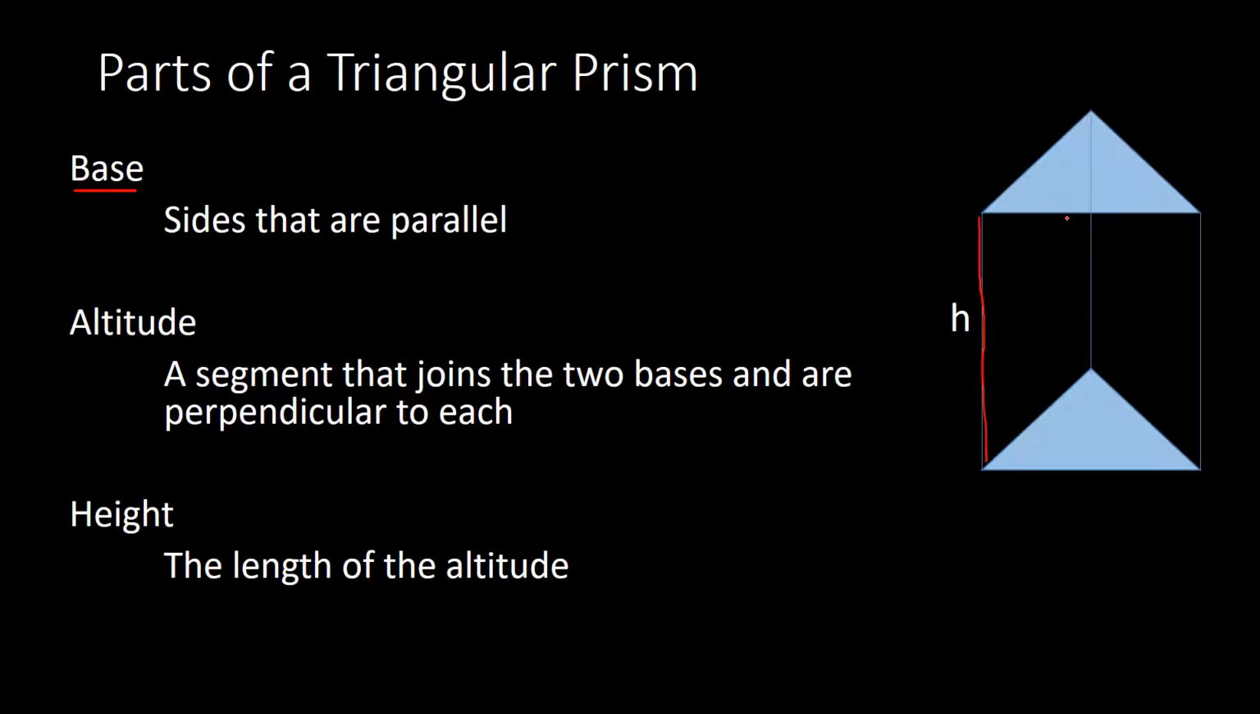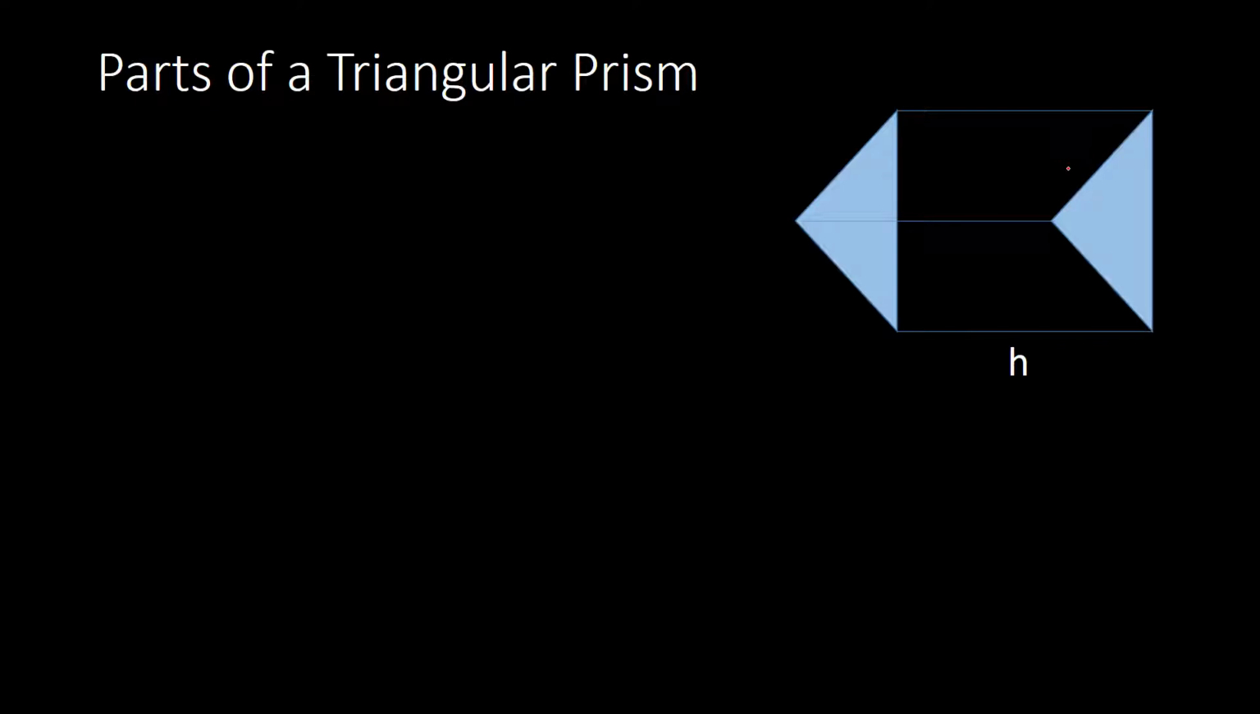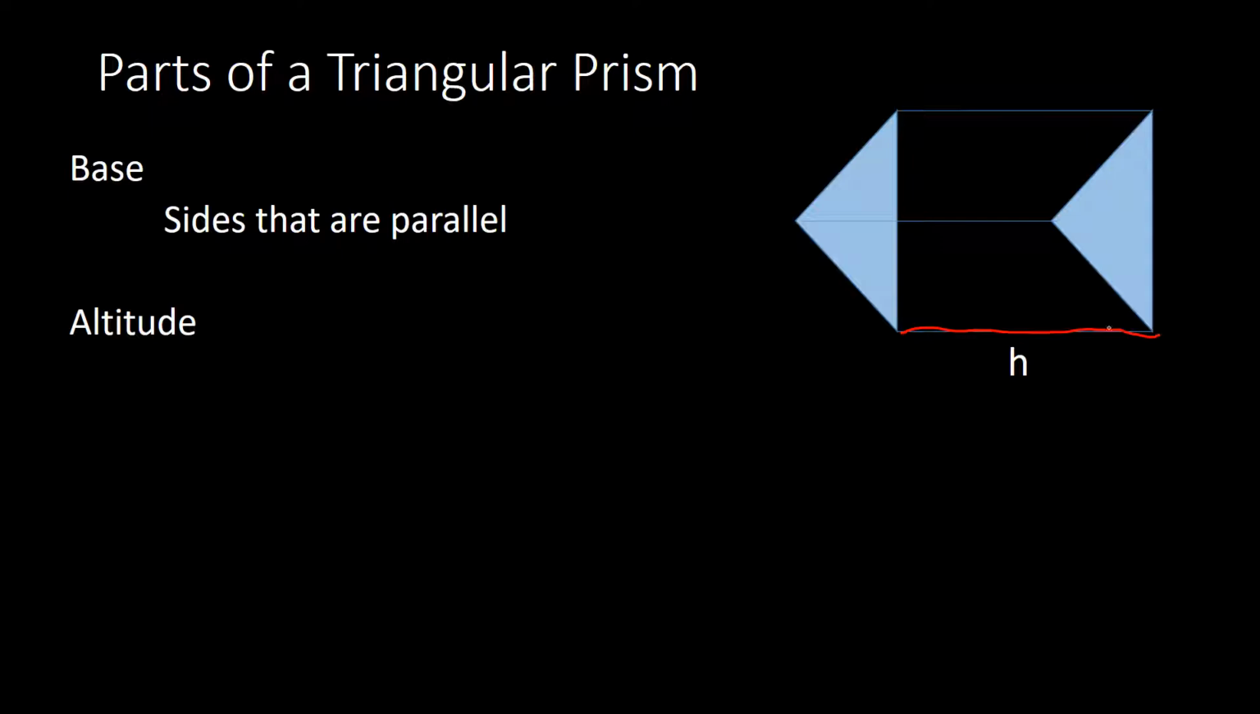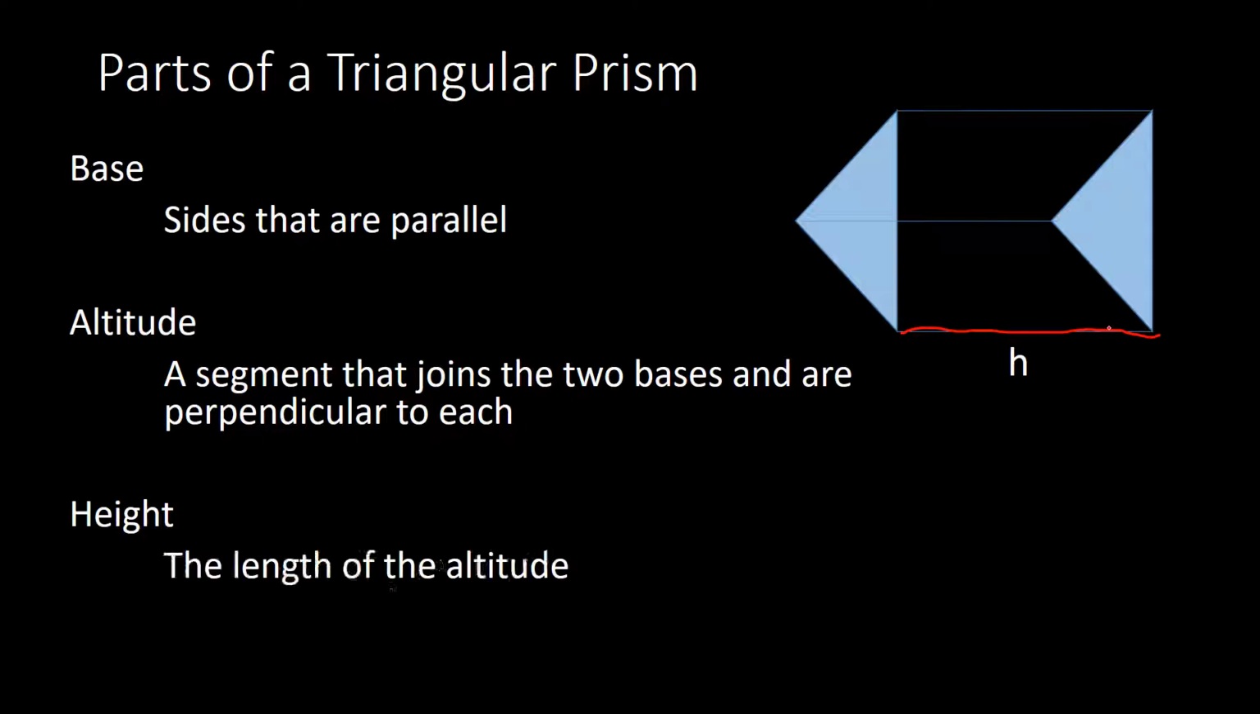So even if I were to rotate this triangular prism, where the base is not on the top and the bottom anymore, then the parallel sides, the triangles, would still be the bases, even though it's not technically on the top and the bottom anymore. So for example, here is a triangle that's rotated, so now the bases would still be the triangles, but they're not on the top and the bottom. So base would be the sides that are parallel, altitude would be connecting the bases, so this segment right here would still be the altitude, even though it's sideways in this case. And then the height is the length of that altitude.